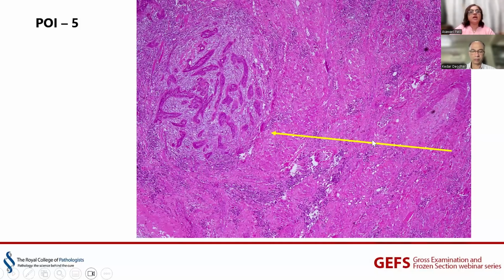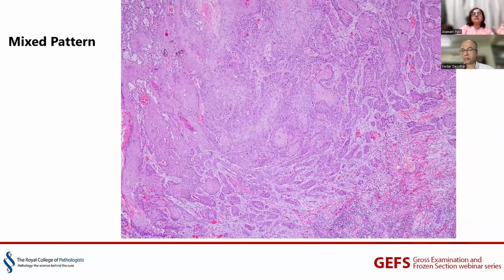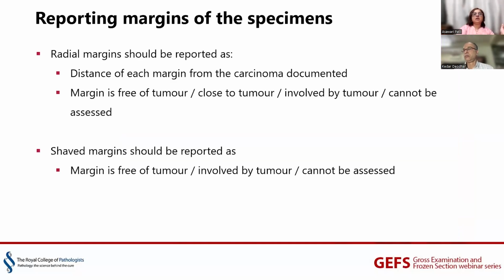And most of the time we see mixed patterns, so we describe the predominant pattern of invasion and the worst pattern of invasion. For reporting margins, we have to report them as free of tumor, close to tumor, or involved by tumor. Sometimes they cannot be assessed, if the tumor was sent in pieces.